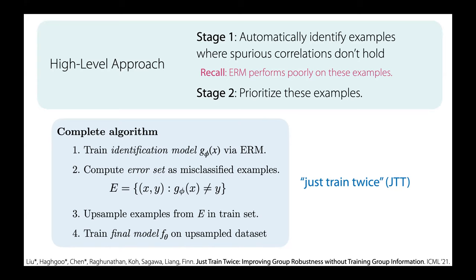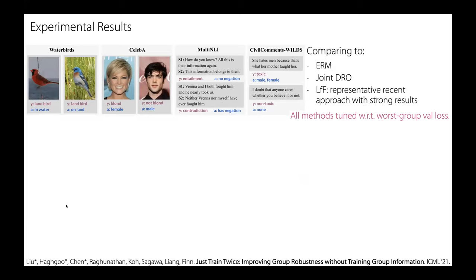Great. And so we'll compare this approach to empirical risk minimization, joint DRO, also group DRO, as well as learning from failure, which is a representative recent approach that has pretty strong results on these kinds of data sets. It's worth noting that all of the methods here are going to be tuned with respect to the worst group loss. This means that we are actually going to require annotations of the spurious attribute on all of the validation set, but not on the training data set.